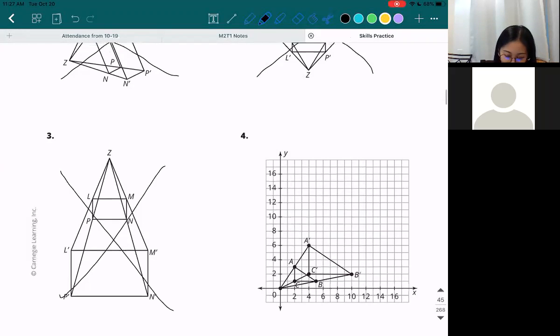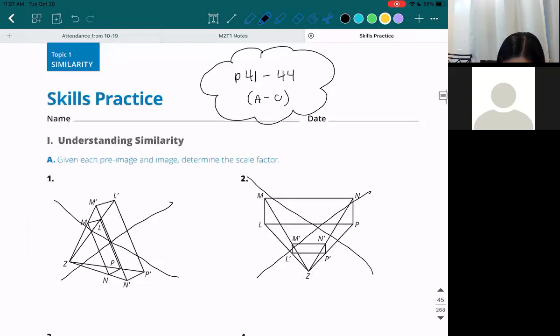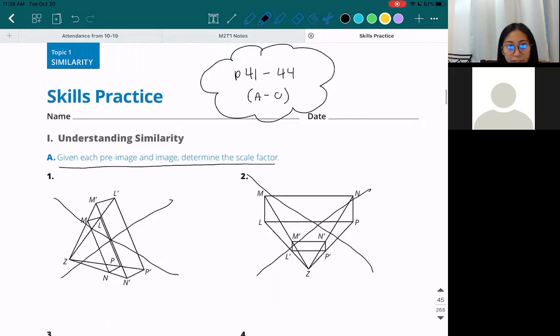So let's look at our instructions. What are our instructions anyways? Given each pre-image and image, determine the scale factor. Cool. So determine the scale factor.